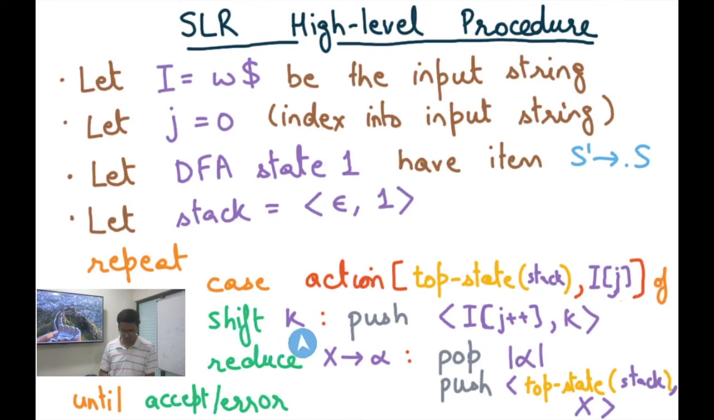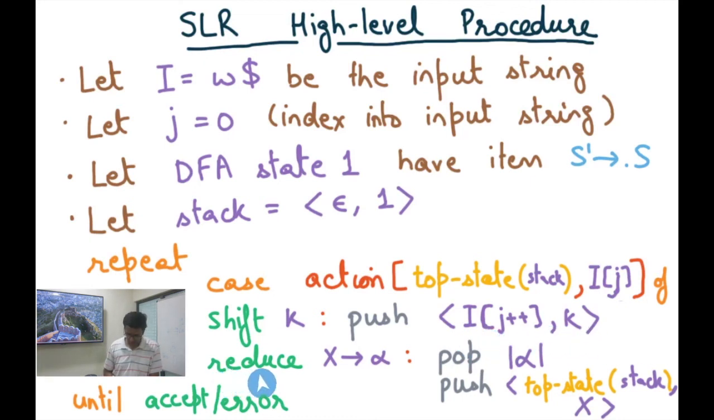If the action is shift k, then what do I need to do? I just need to shift the next input onto the stack, and so I push i[j++]. So not only do I shift the next input onto the stack, but I also increment the cursor by doing j++. And the associated state, the DFA state, is k, because that's what the action table said. Shift k basically represents that after consuming input i[j] on the DFA, I would have reached DFA state k. So I'm going to push i[j++] comma k.